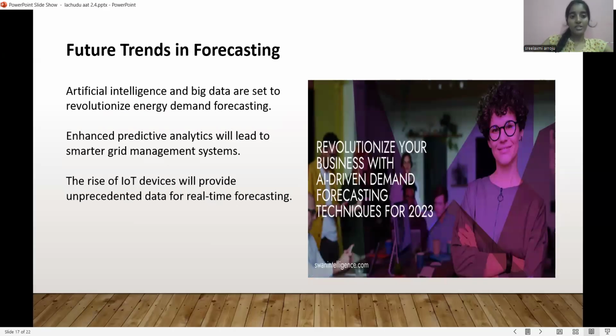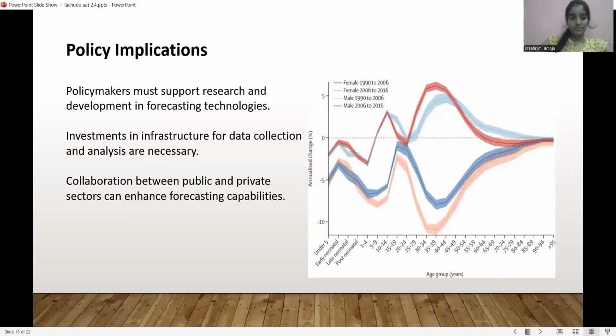Future trends in forecasting. Artificial intelligence and big data are set to revolutionize energy demand forecasting. Enhanced predictive analytics will lead to smarter grid management systems. The rise of IoT devices will provide unprecedented data for real time forecasting.